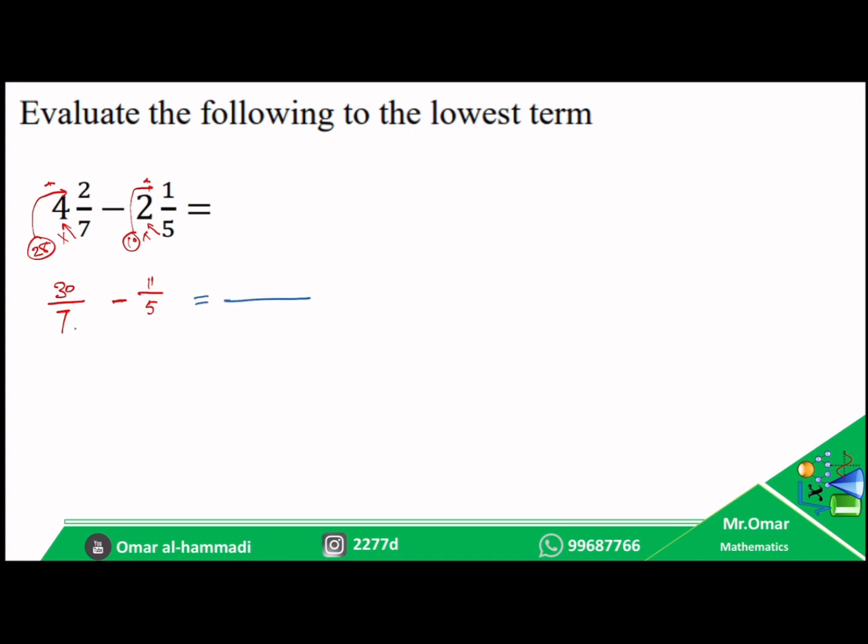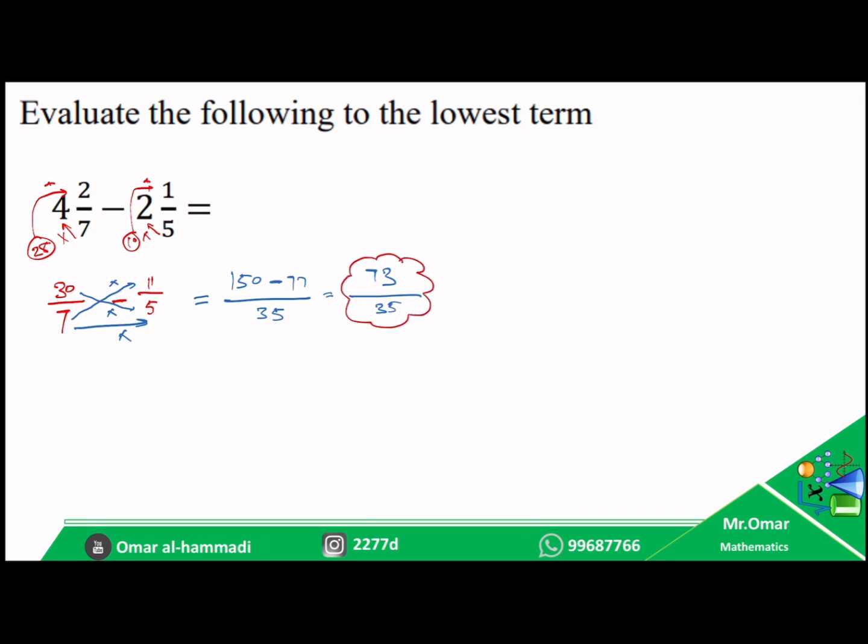Multiply 5 multiplied by 7, it will give us 35. And then cross: 30 multiplied by 5 will give us 150. We have a minus sign, so minus 7 multiplied by 11, which will give us 77. So now here 35. 150 minus 77 will give us 73. And is this in the lowest terms? Yes, this is in the lowest terms.